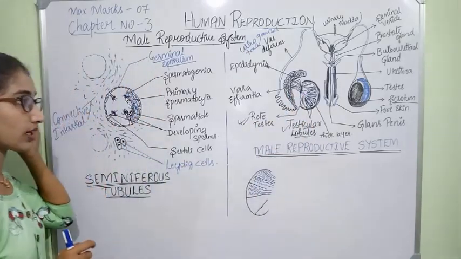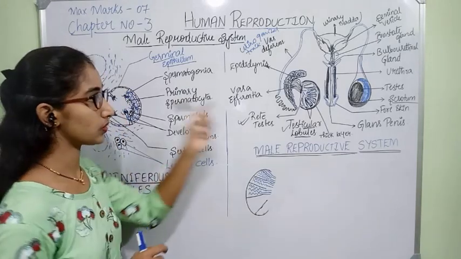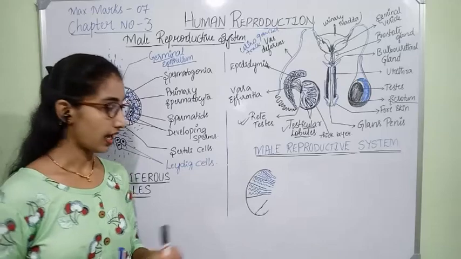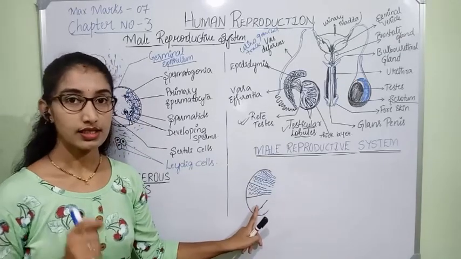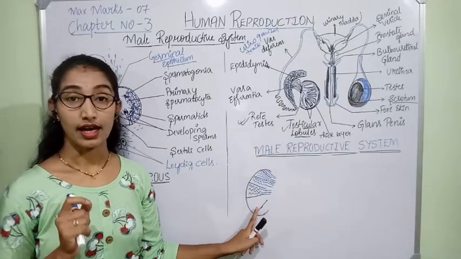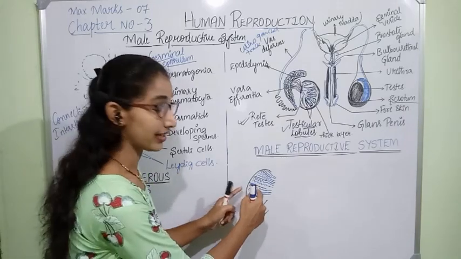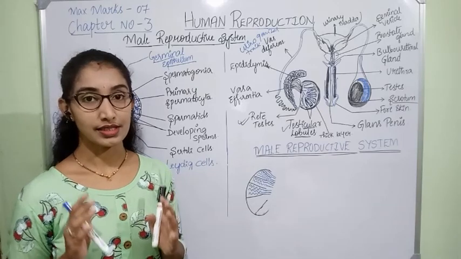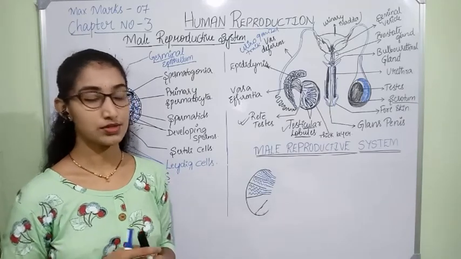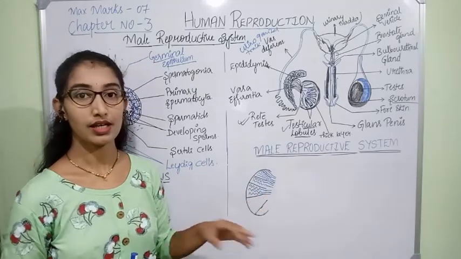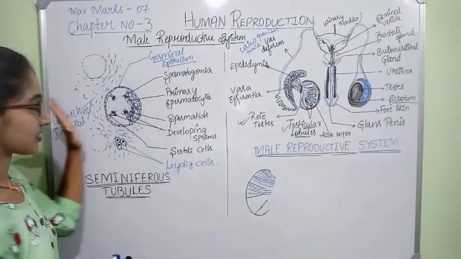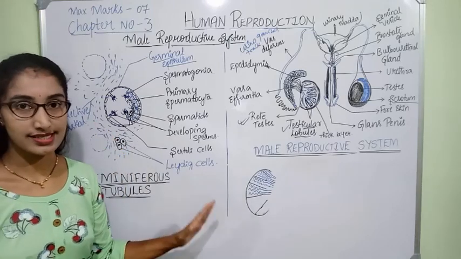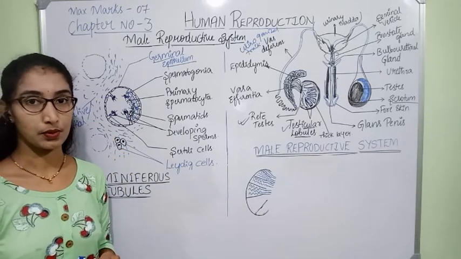But now what we are studying today is the testis, which is sectioned, and we are observing the testicular lobules. Within the testicular lobules, we are entering inside the seminiferous tubules. To study a clear picture of the seminiferous tubule, we have sectioned it here. So a transverse section is done of the seminiferous tubule.